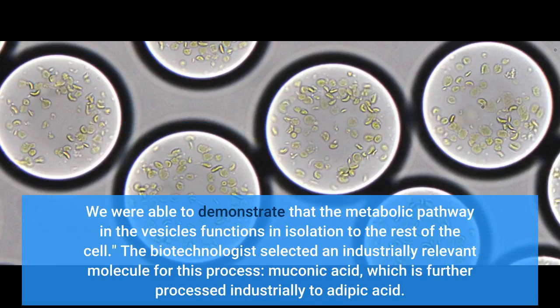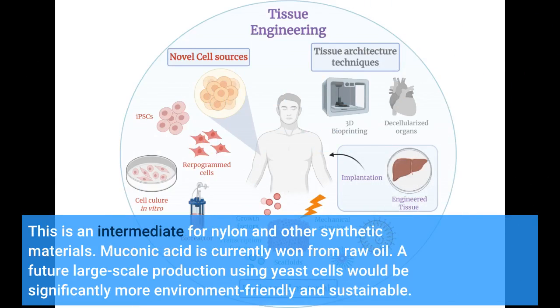We were able to demonstrate that the metabolic pathway in the vesicles functions in isolation to the rest of the cell. The biotechnologists selected an industrially relevant molecule for this process, mucanic acid, which is further processed industrially to adipic acid. This is an intermediate for nylon and other synthetic materials.